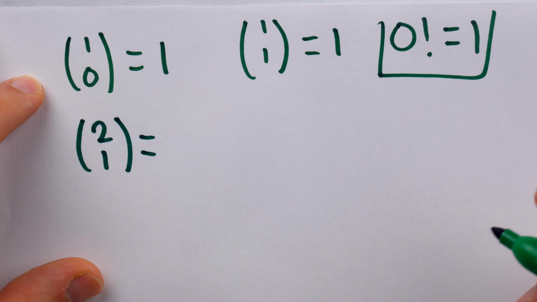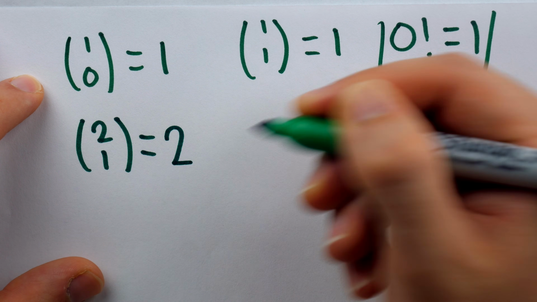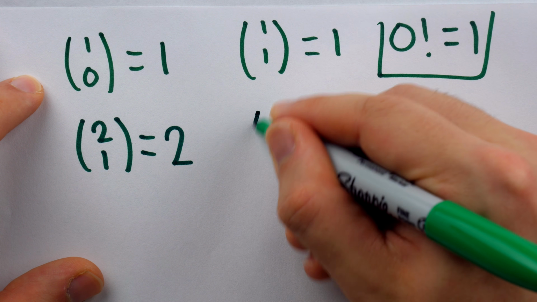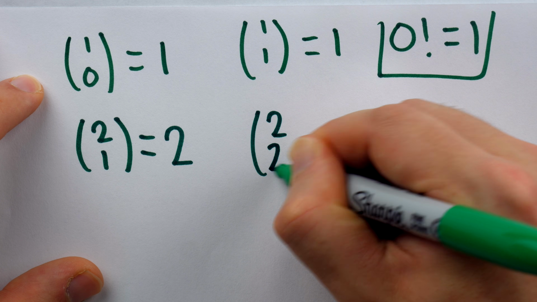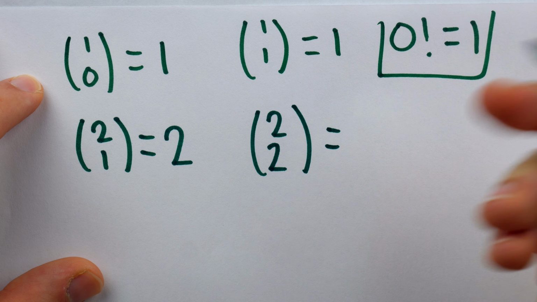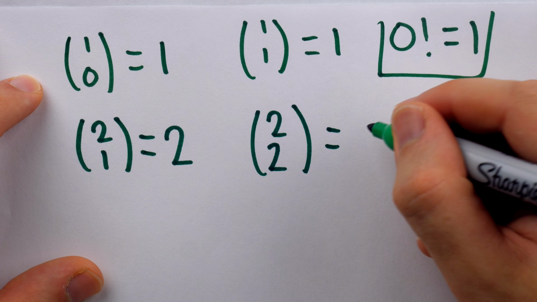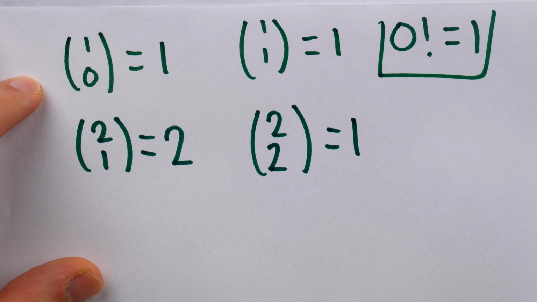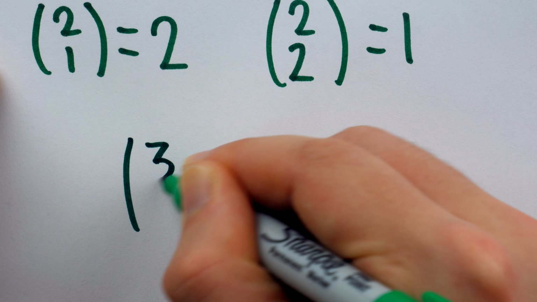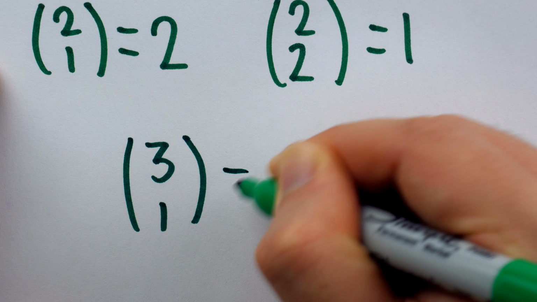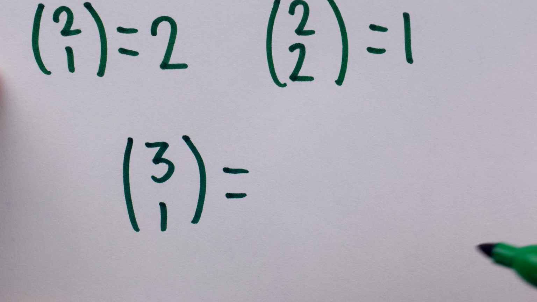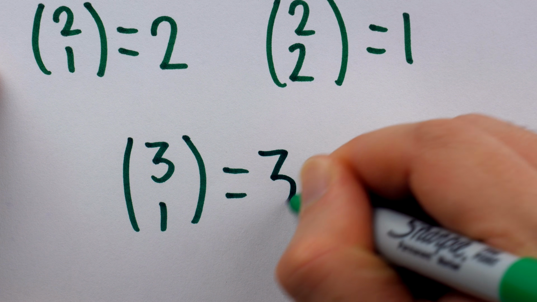Well, you could choose the first object or the second, so there are 2 total possibilities. How many ways are there to choose 2 objects from a collection of 2? Well, the only option is to just choose the 2 objects, so there's only one way to do that. How many ways are there to choose 1 object from a collection of 3? Well, you could choose the first, second, or third object, so there are 3 choices.